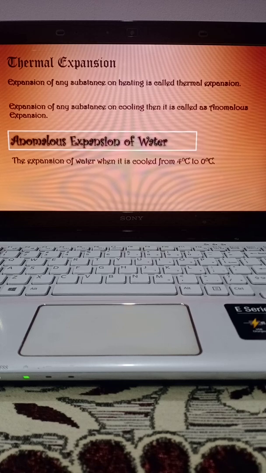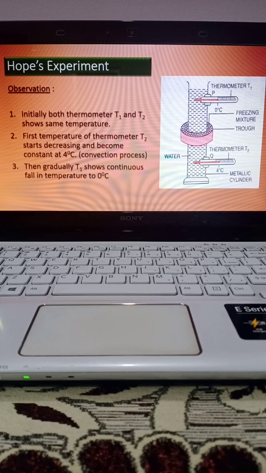This means that when we cool water from 4 degrees Celsius to 0 degrees Celsius, at that time instead of contracting, the water expands, and this is called anomalous expansion of water. To prove this, one experimental setup has been given by the Hobbes experiment.